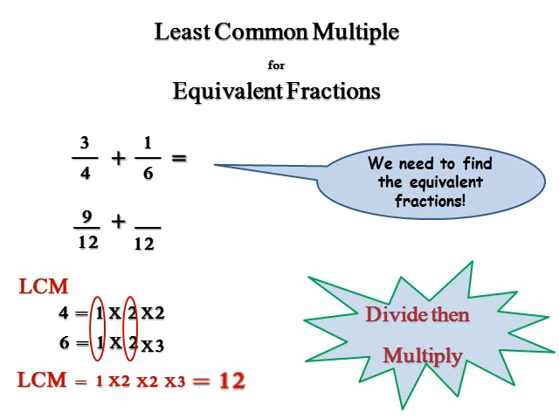Let's work on the second fraction, 1/6. We divide 12 by 6 and then multiply it by 1. So 12 divided by 6 is 2, times 1 is 2. Therefore now your new fractions, 9/12 and 2/12, have the same denominator, so you can add them directly. 9 plus 2 equals 11, so the answer is 11 over 12.